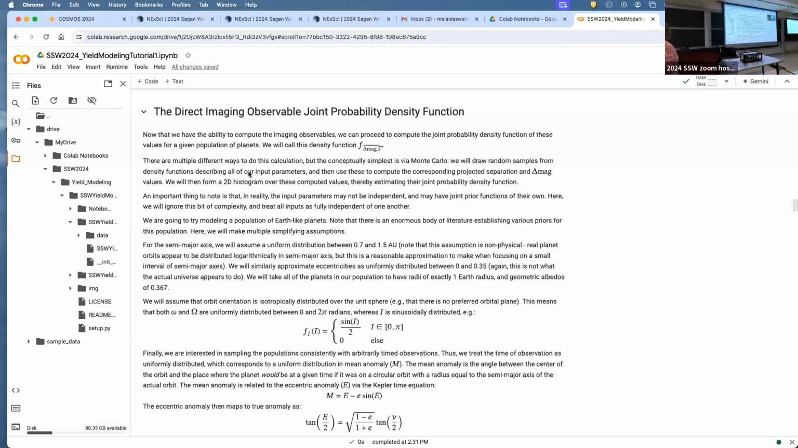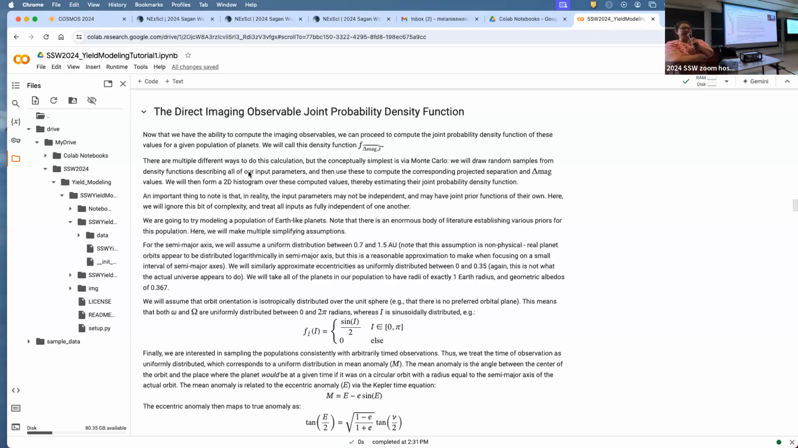Okay, so where we're headed in this section is that we are going to make a bird plot like Chris showed you this morning from the Bob Brown 2004 paper. So we're going into the history of yield modeling, and we're going to make the bird plot. We've already gotten the two most important pieces of this, which is how to calculate both our delta magnitude and our separation. We can do that for one planet as it changes places in its orbit. What we need now is a whole population of planets.